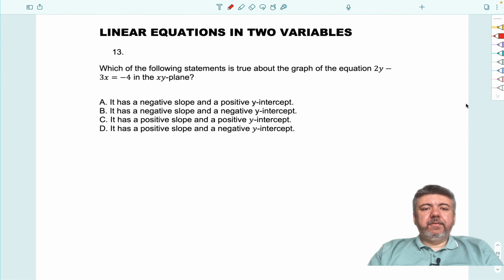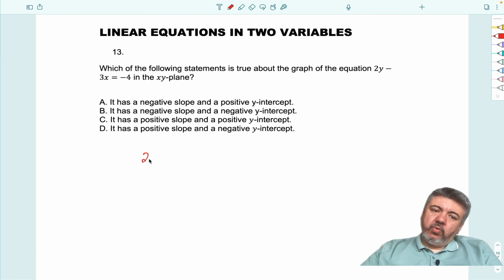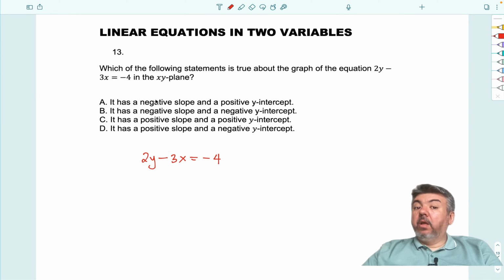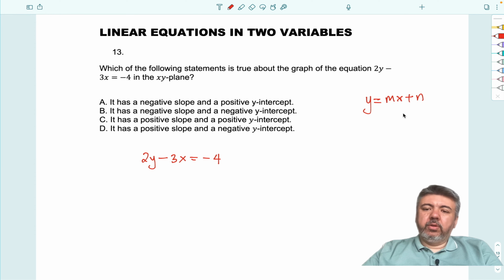Question 13. Which of the following statements is true about the graph of the equation 2y minus 3x equals negative 4? So we're talking about slopes being positive or negative and y-intercept being positive or negative. So I want to obtain y equals mx plus n form. This form is called slope-intercept form.